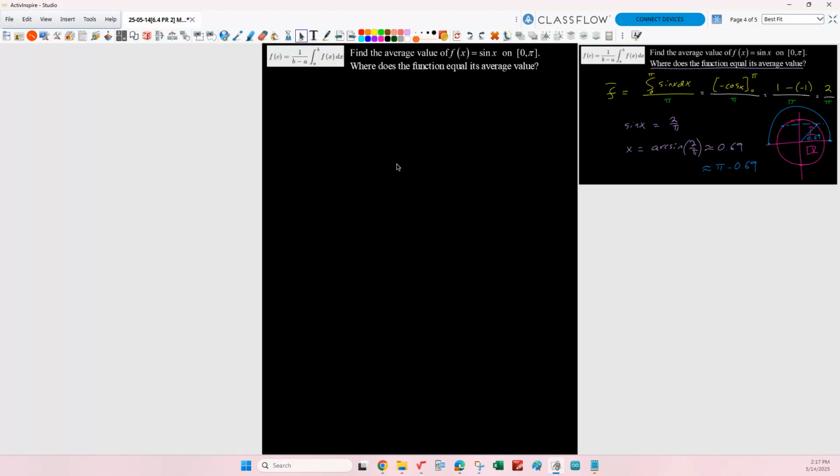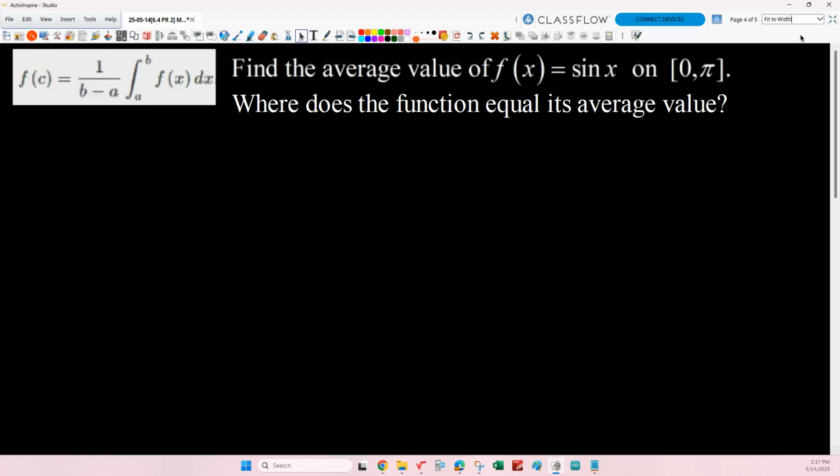Okay, there's for your notes. Okay, you guys walk me through this one, please. Find the average value of sine x, 0 to pi. What am I going to do? Okay.